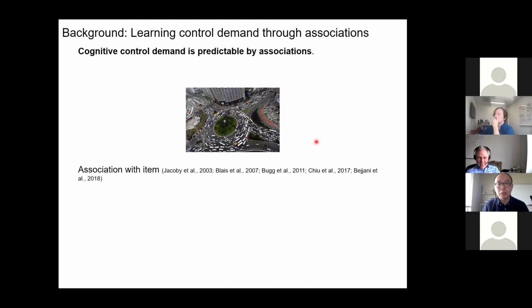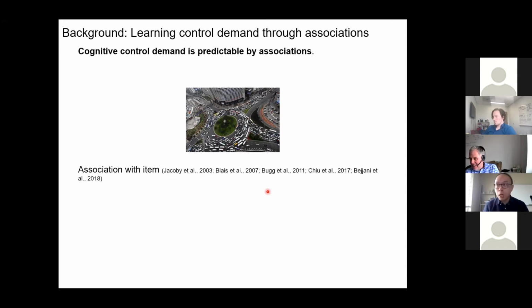So next time when I see this overpass far away, I can use that as a visual cue to retrieve its associated high cognitive control demand, so that I can proactively increase my control level in anticipation of this busy overpass. Some of our previous work, as well as others, including Julie's work, have shown this kind of item-specific proportion congruency effect in the laboratory.